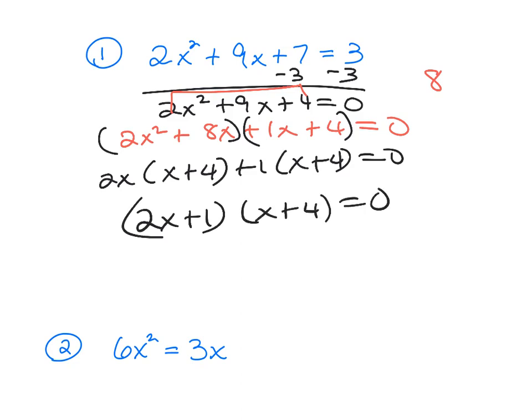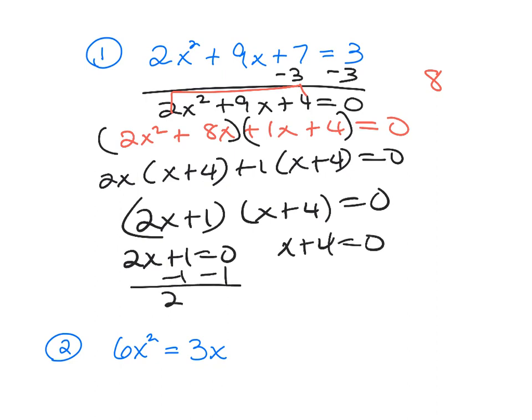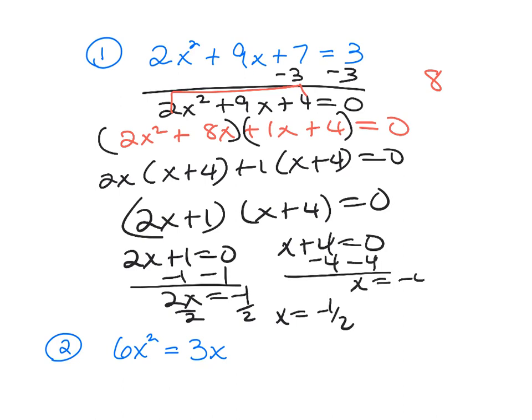I set each one of these factors equal to 0 and I'll solve. So 2x plus 1 equals 0 and x plus 4 equals 0. Subtract the 1. 2x equals negative 1. Divide by 2 and x equals negative 1/2. Over here, I'll subtract the 4. x equals negative 4. So my two solutions are x equals negative 1/2 and x equals negative 4.